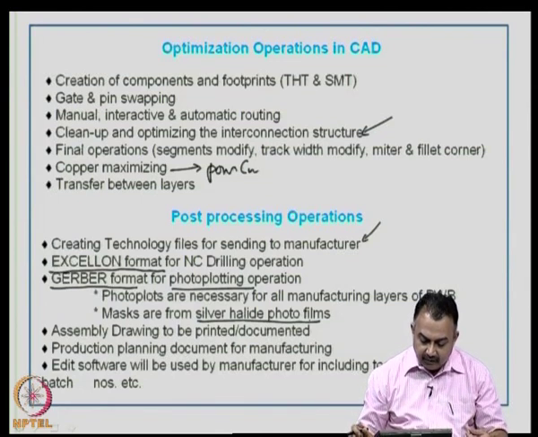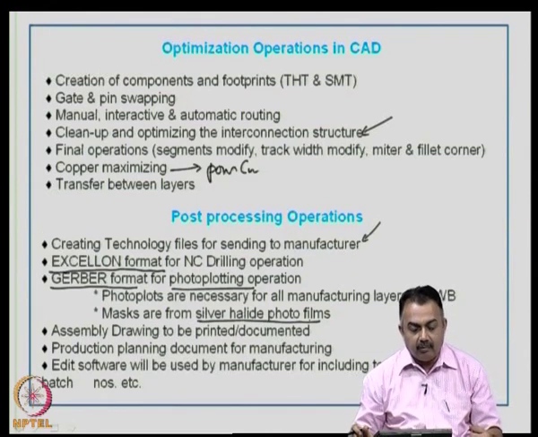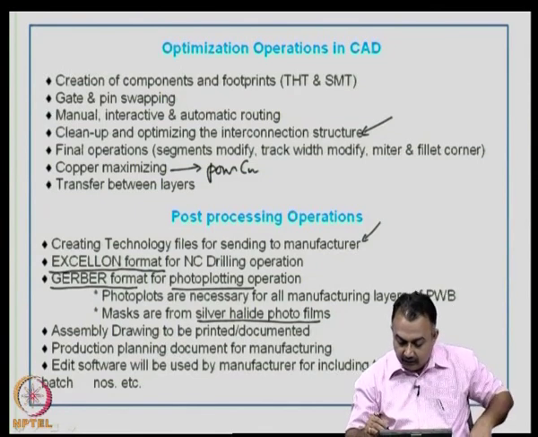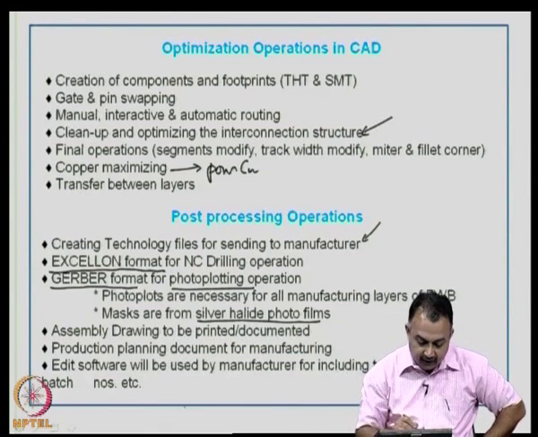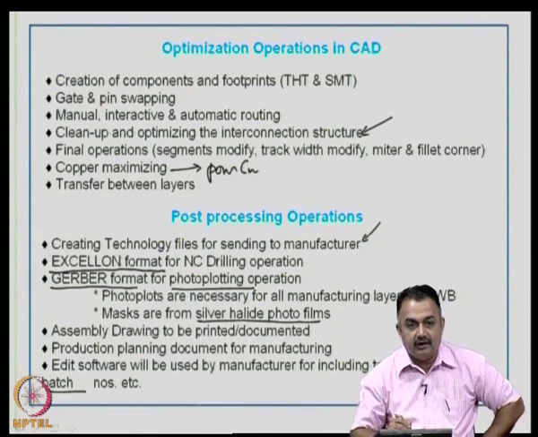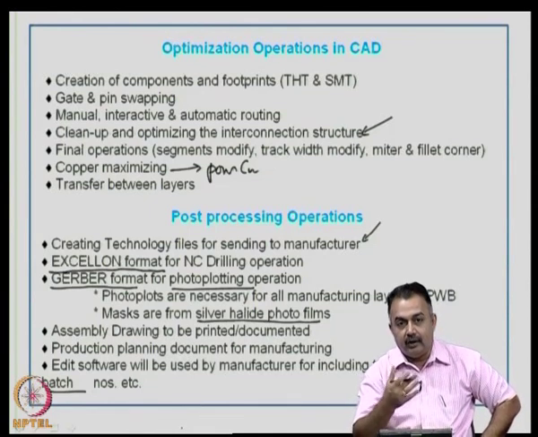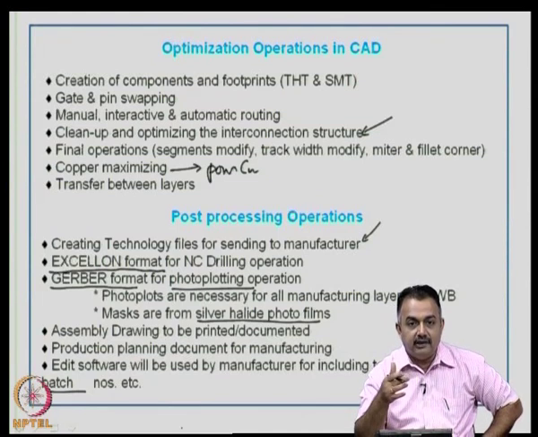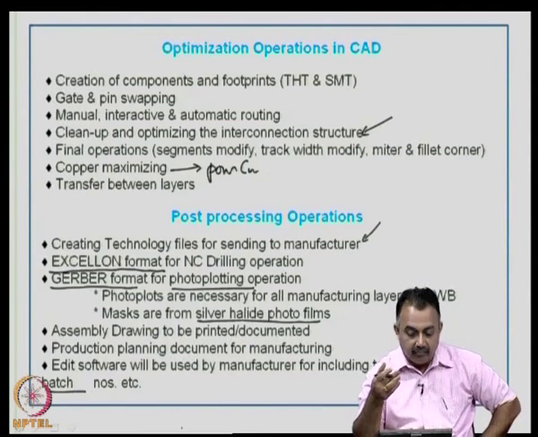Assembly drawing needs to be printed and documented, production planning document for manufacturing, and edit software will be used by the manufacturer. So, this is important because a manufacturer will look at your Gerber file, he will edit it and add tooling holes, he will add his logo, he will add batch numbers of manufacturing and so on. Okay. So, whenever you look at a board, at some corner you will see all these details of manufacturing, batch number or the company logo and so on, for easy identification of your design work much later.